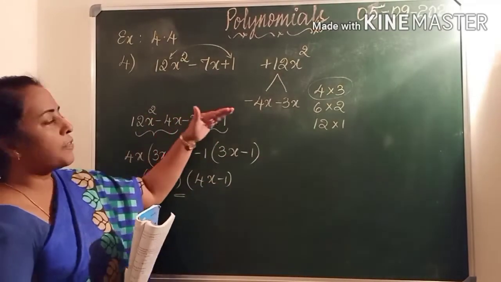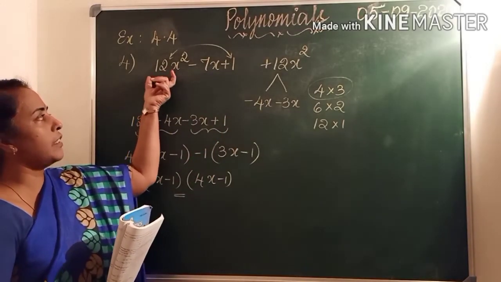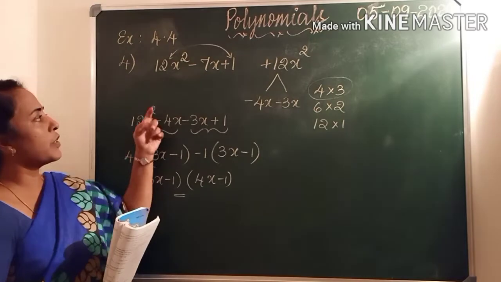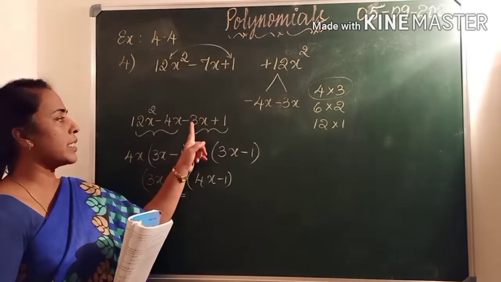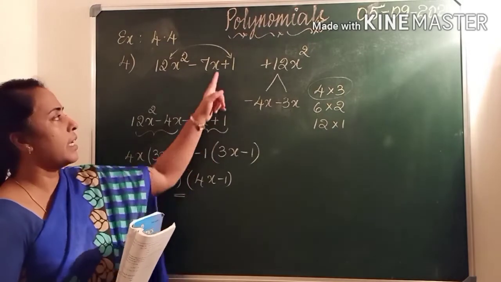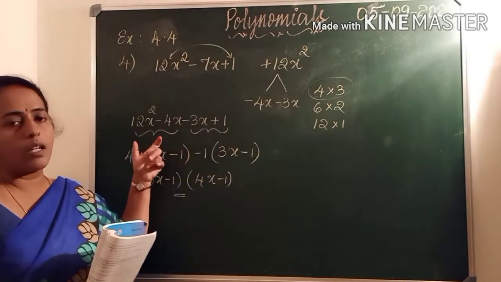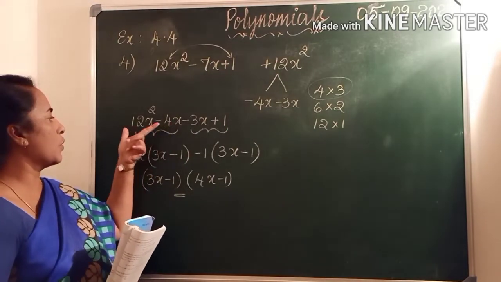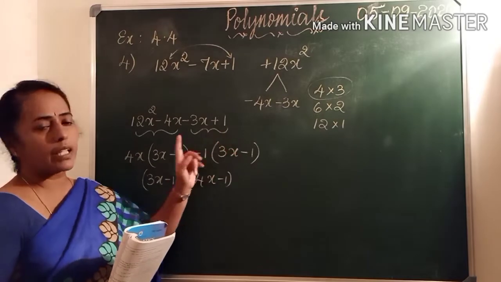Now, after getting the group of the factors, the next step is write the first term as it is. Now split this middle term as the sum of minus 4x and minus 3x. Write down the last term as it is. Now you will get the 4 terms. Now you have to group. So 2 terms in a group. So this is first group, this is second group.